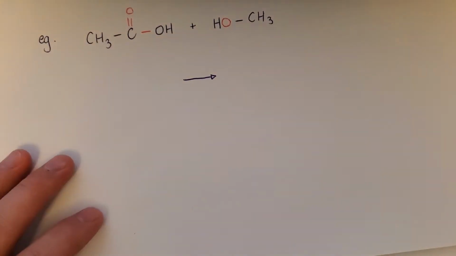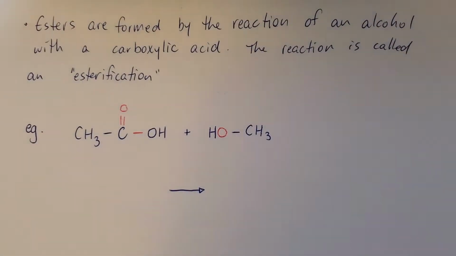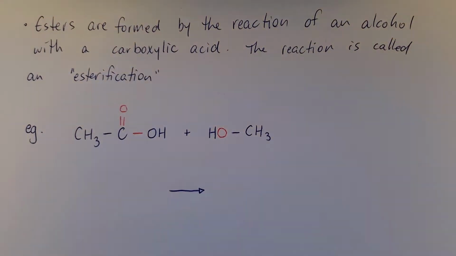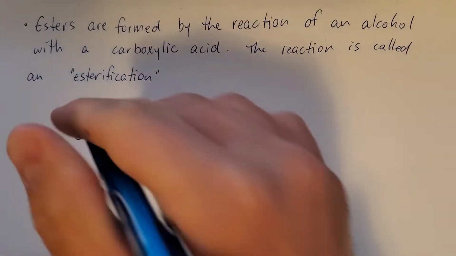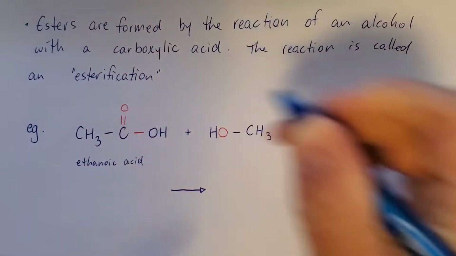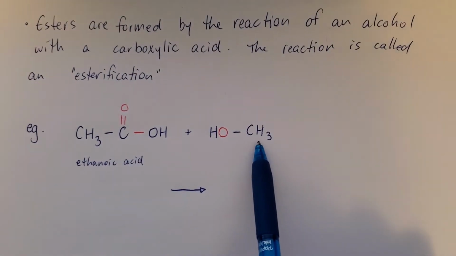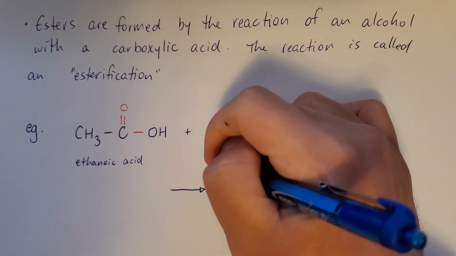All right, so let's talk about how we get esters then. They're formed by the reaction of an alcohol with a carboxylic acid, and this is called an esterification. I've set one up and I've drawn it in a particular way to help illustrate what goes on. Here I've got 2 carbons. This would be ethanoic acid. And this has just 1 carbon, 3 hydrogens, and then 1 hydroxyl. So this would be methanol.